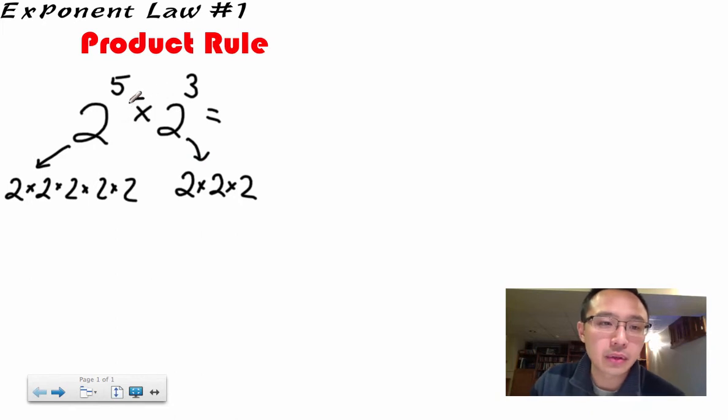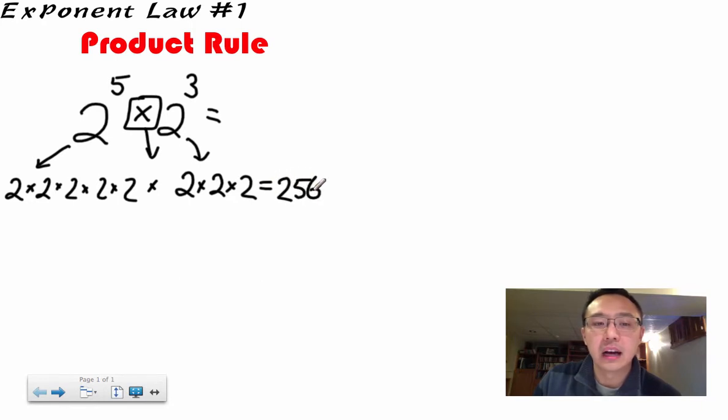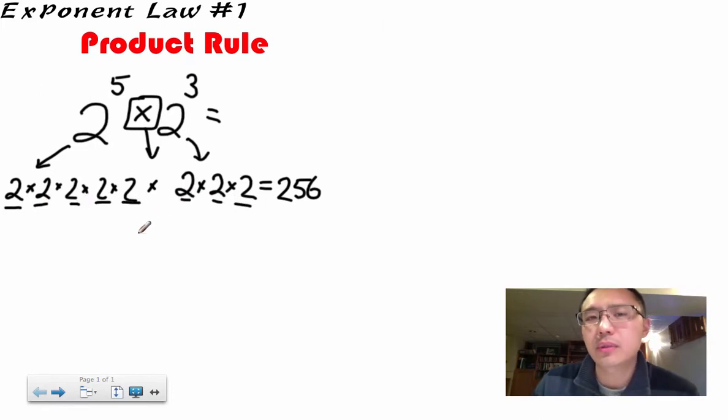Since these two numbers are multiplied, this is very important. They're multiplied together. So what's the answer? 2 times 2 is 4 times 2 is 8, 16, 32, 64, 128, and 256. So this is 256. So if you were to look at this, how many 2's do we use? Well, we have 1, 2, 3, 4, 5, 6, 7, 8. So the 2's were actually multiplied by itself 8 times.